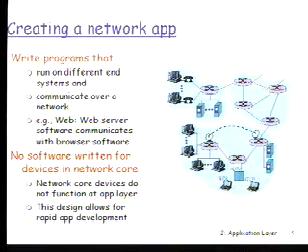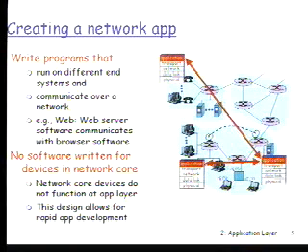So again, creating a network app, we write programs that run on different end systems and communicate over a network. An application layer does not run on the network core. The network core does not care what applications, to a large degree, are running on it. It provides some basic services. And those basic services are hidden by the layering architecture beyond the transport layer. So all the application knows about is what transport layer it's using. Everything else is transparent to the application.